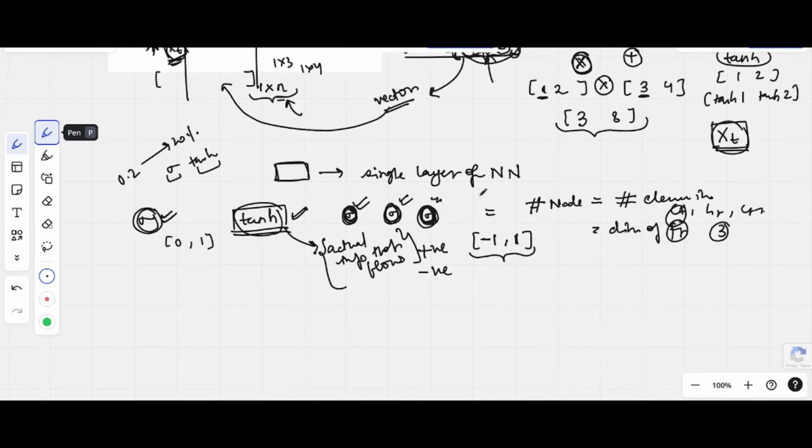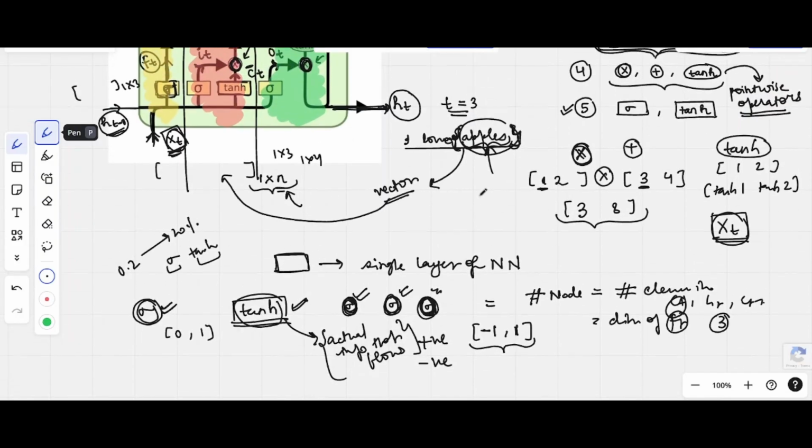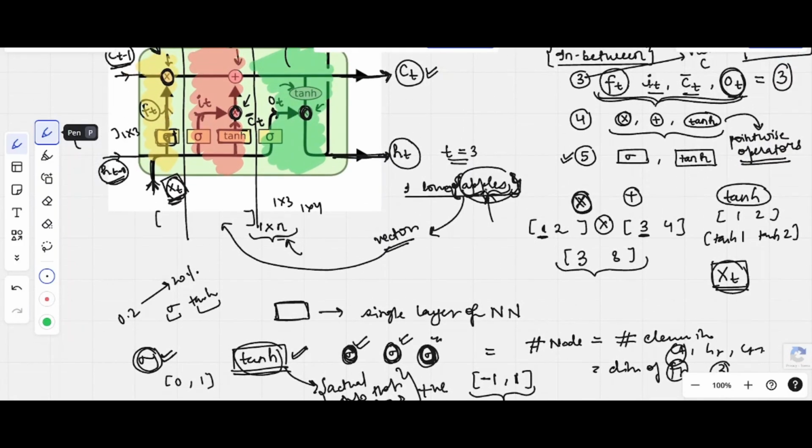And yes, I missed one thing, and that is the ft, it, ct, and ot vectors. Why is their length equal to 3? I mean, the number of nodes that we consider. That is because if you consider this box where we have these nodes with sigmoid activation function, then the output will come from each of these nodes, right? And this output together will form the vector.